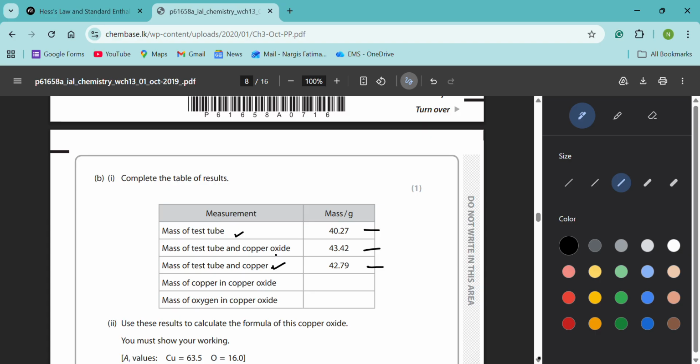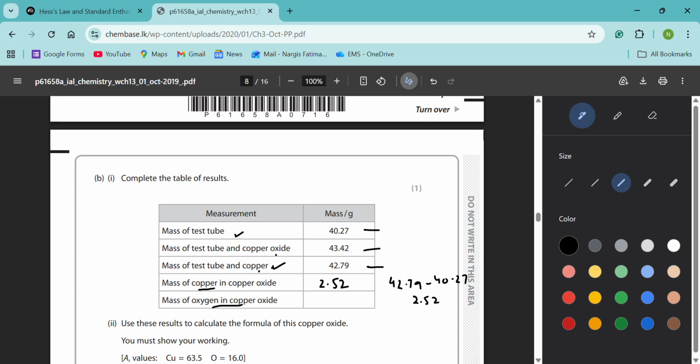In this way we can find out the mass of copper in copper oxide because the copper comes from copper oxide. So if we subtract the mass of test tube from the mass of test tube and copper, 42.79 minus 40.27, then it's 2.52. So the mass of copper in copper oxide is 2.52 grams.